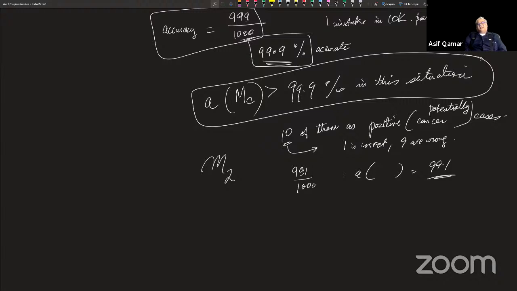What matters more is I don't miss the positive case. And to not miss the positive case, if you have to sacrifice a bit of accuracy, no problem, right? And therefore, the point that I'm making is, it is not just accuracy that is a measure of how good a classifier is. There are other measures, and I will talk about 2 of these, precision, recall. There are many of them. So accuracy is just one of them.